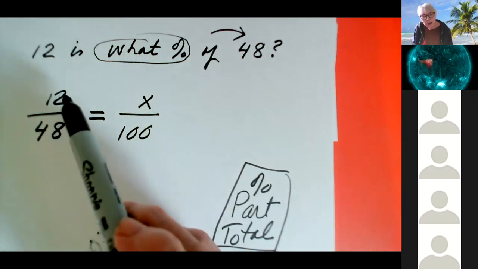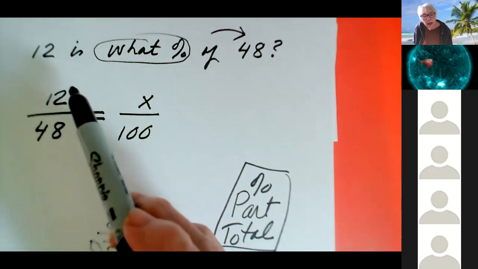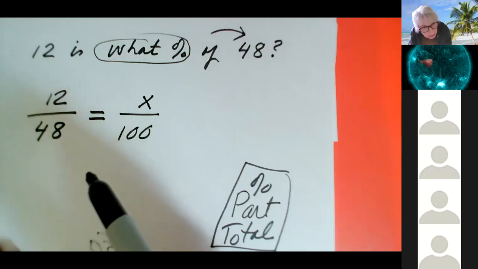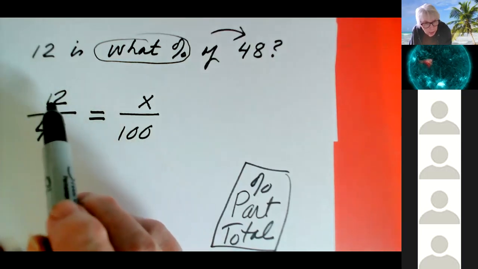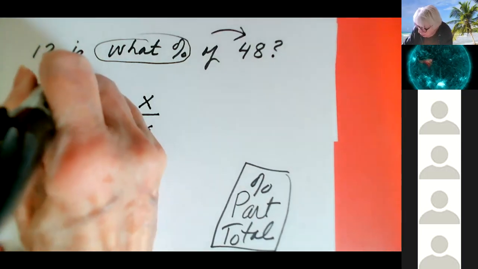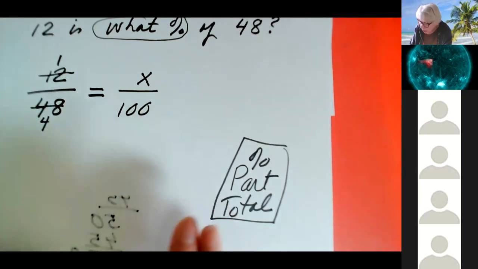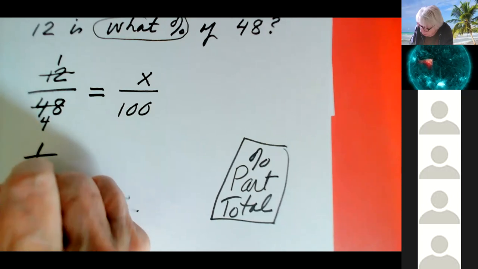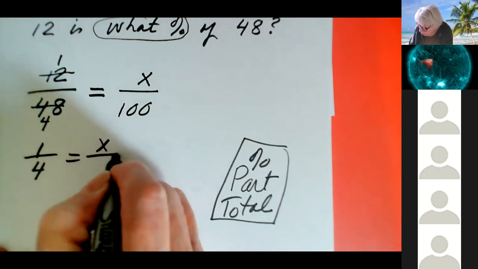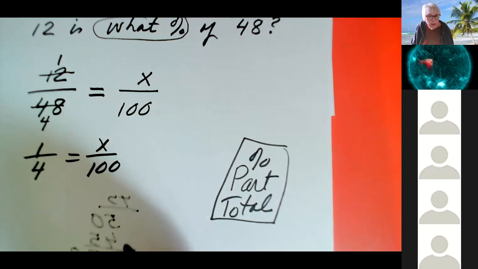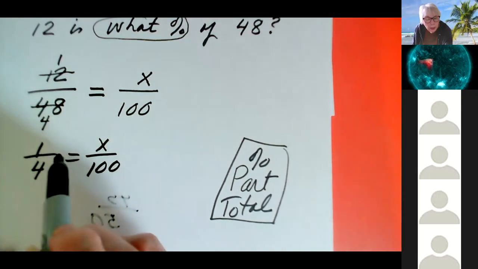Now, because of this 12 over 48, I'm seeing that it could be reduced, and I would be really sorely tempted to reduce it now into 1/4, so that this problem becomes 1/4 equals X over 100. I just like smaller numbers, and I suspect you do too.